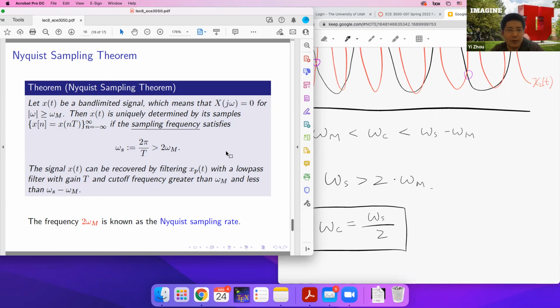Okay, so we have a question: does the accuracy of the data go up as you get higher sampling rates, or is the Nyquist sampling rate accurate enough? From the statement, Nyquist sampling is enough. So you don't have to go beyond that. As long as you are sampling at this frequency, you can perfectly recover the signal.